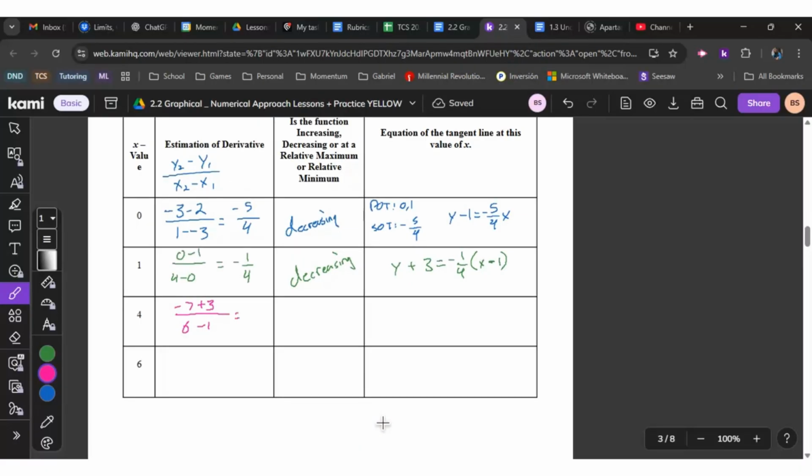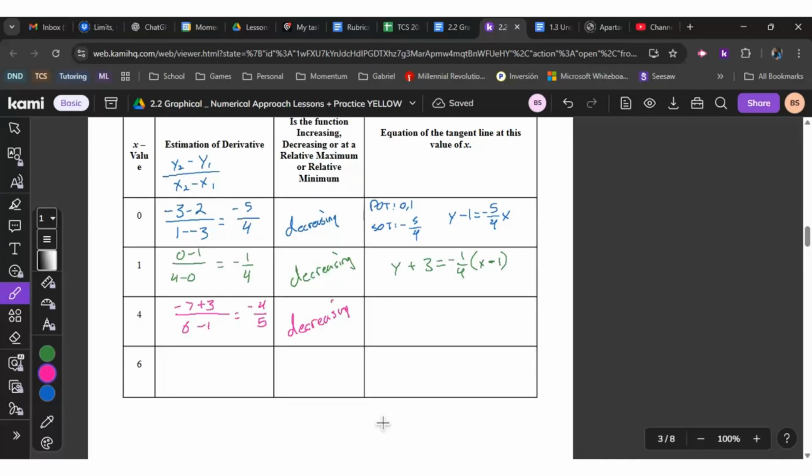That's going to be -4 over 5. What's that going to be then? Increasing, decreasing, critical point? Still decreasing. Function's decreasing a lot.